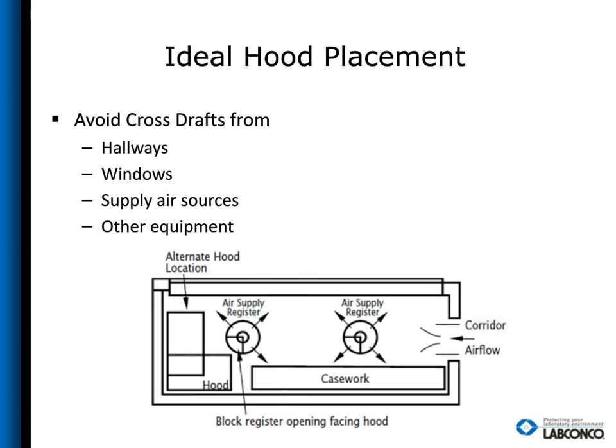Any kind of cross draft is going to work against the air entering the hood in a smooth fashion. And the smoother the air enters the hood, the better it is going to contain. So that is very important to a fume hood. If you have supply air registers that have air pointed right at a fume hood, block off the area that is facing the fume hood. It's as easy as that.